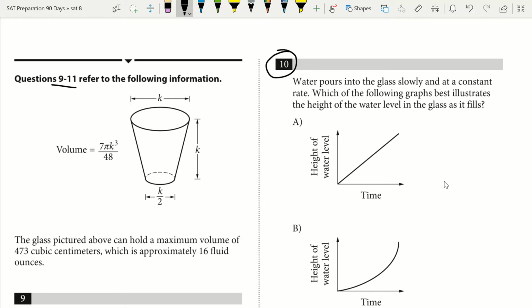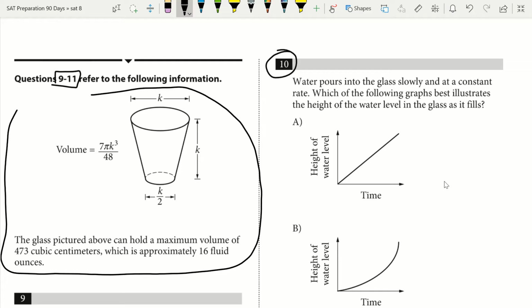Now, this is a paired question, so questions 9 through 11 are dealing with the situation represented right here. I'll give you a quick overview of the situation, then we'll get into question 10, and I'll show you how this tip applies. So obviously we have what looks like a cup here. Okay, it says it's a glass. The picture above can hold a maximum volume of 473 cubic centimeters, which is about 16 fluid ounces. Right, and we're given an equation for volume, but just by looking at this cup, we see that we are going away from that base, right? So we see that our circumference is getting larger as we move up in this cup.